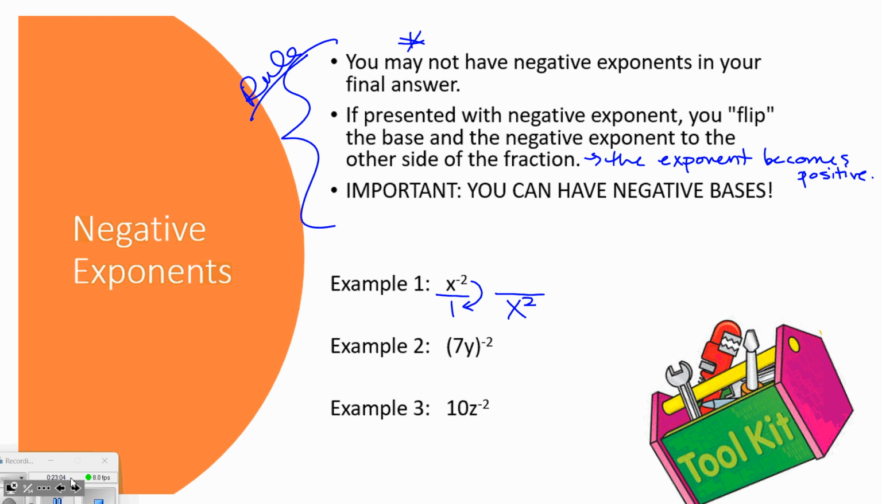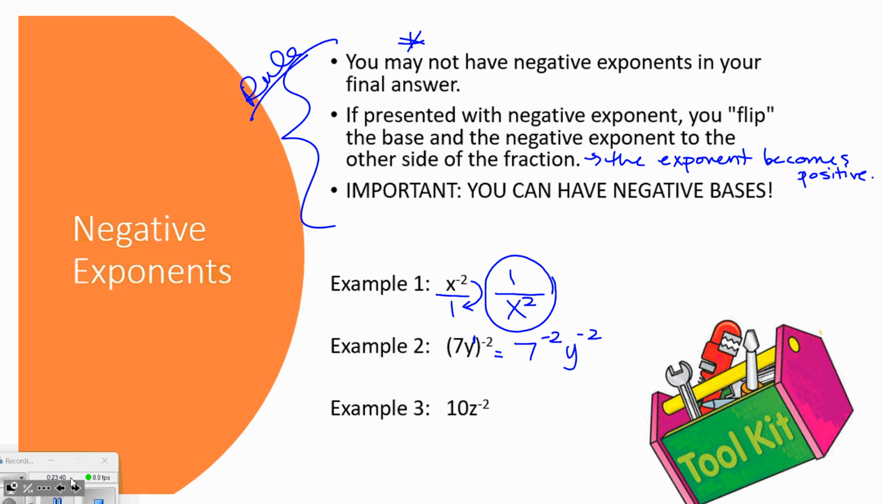Now, I have this fraction with the x squared on the bottom, but there's nothing left on the top. So if there's nothing left on the top of a fraction, I need to put a 1. Final answer is 1 over x squared. Okay, example 2, 7y in parentheses to the negative second power. So this is actually kind of like a power to power with a negative exponent. So I could think of this as a power to power and say, okay, now I need to do 7 to the negative second and y to the negative second, because this is like a 1.